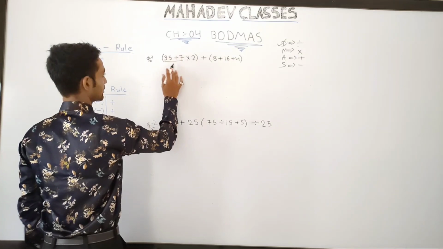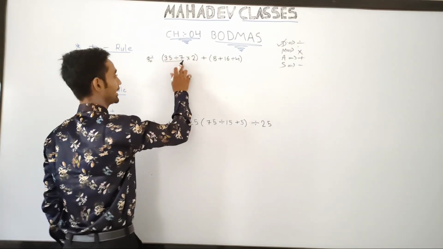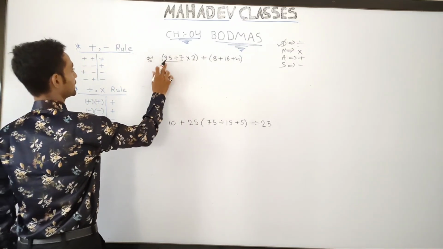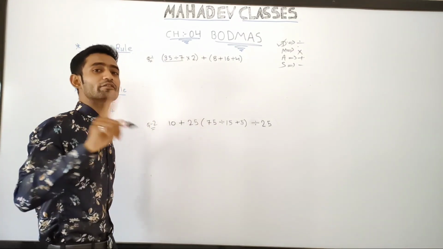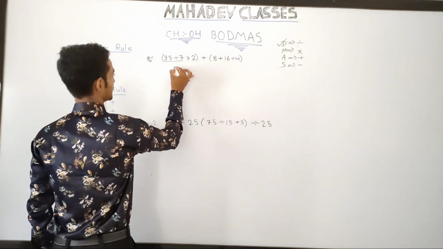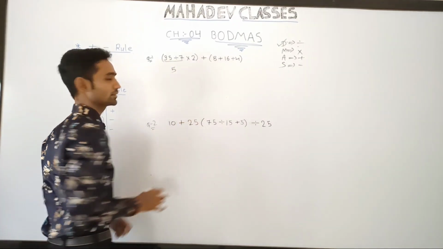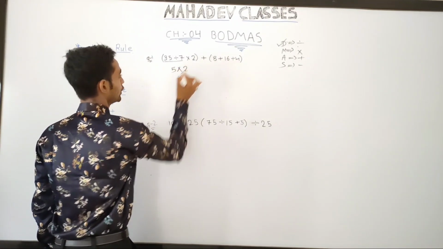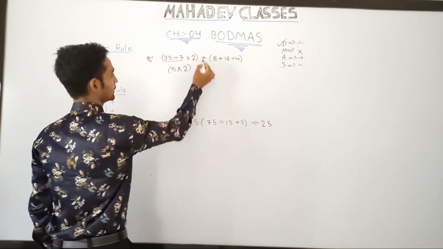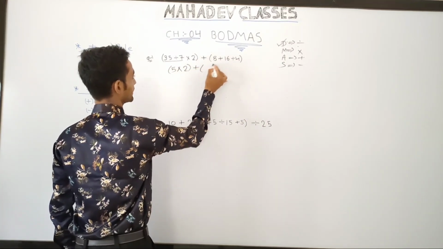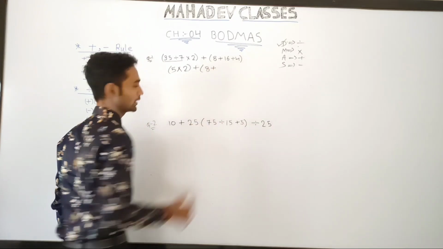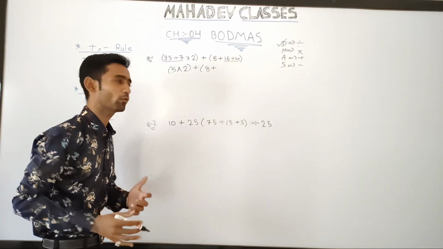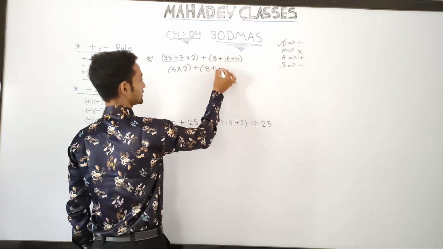See, the division symbol is between 35 and 7. So first of all we will do the process of division. See, 35 divided by 7: 7 5s are 35. See, 5, and the rest of these things will be as it is. See, 5 multiplied by 2. In the bracket there is a plus sign. Now in the other bracket there is 8 and plus. And now see, 16 divided by 4. So 4 4s are 16.